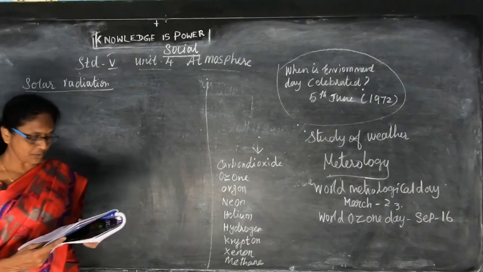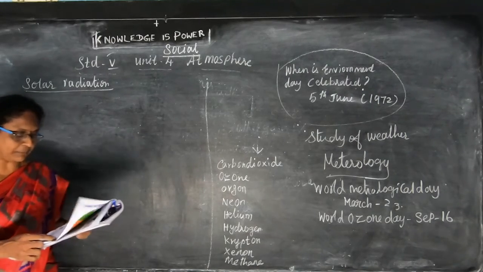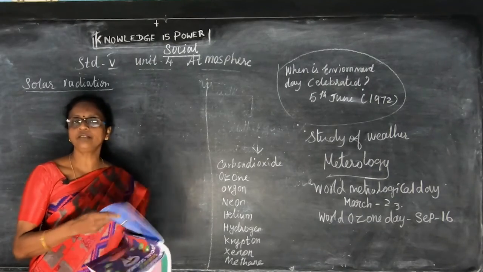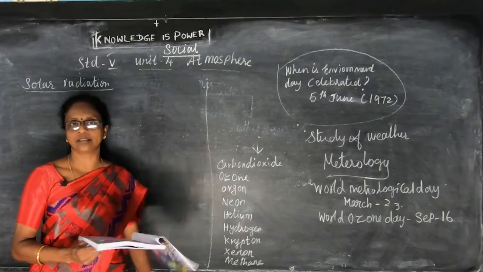Okay children, so what are the elements of climate? Temperature, pressure, wind, clouds and rainfall. This we are going to see in the next class. Thank you, children.